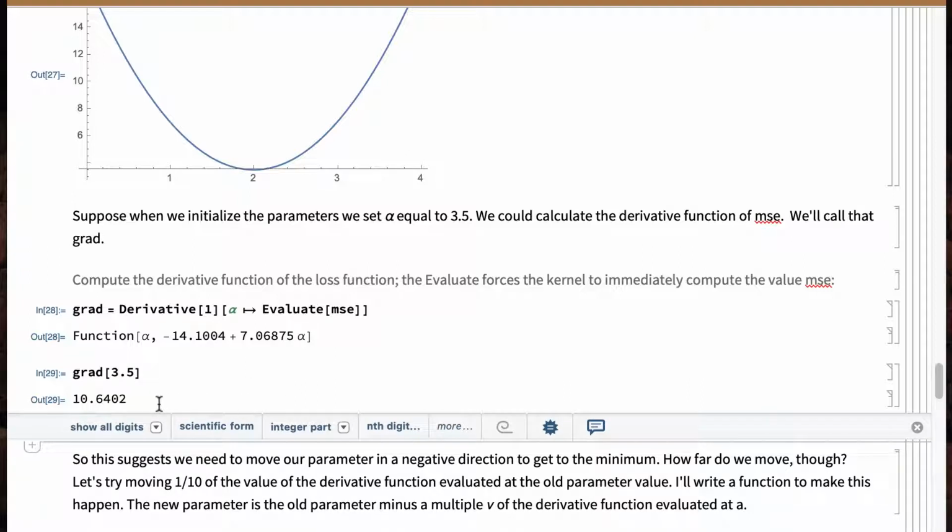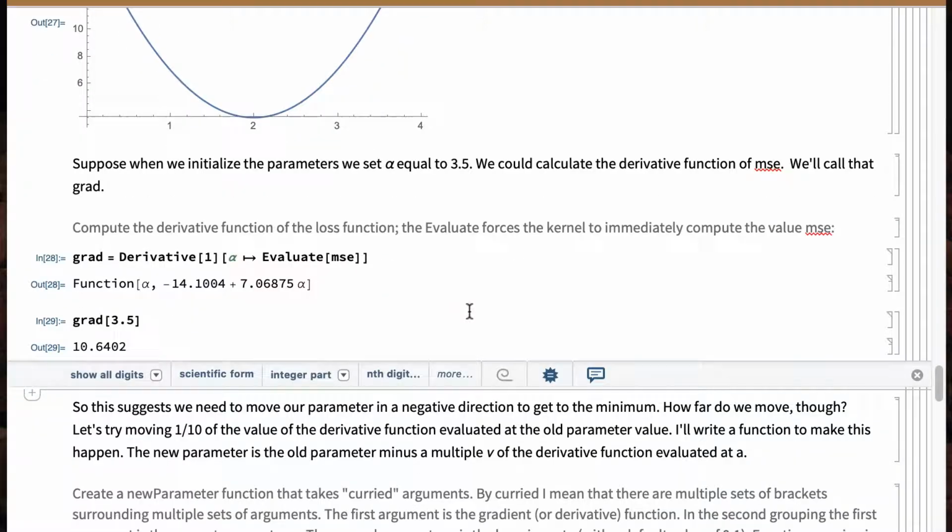It's saying it's a positive number, so that suggests that I need to move in a negative direction, which is of course correct, in order to get to the bottom of the mountain. But how far do I move? Do I move like this far? Do I move this far? How far? So I'm going to move 1/10 of the amount of the derivative function.